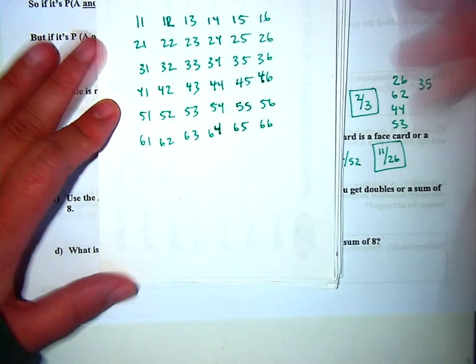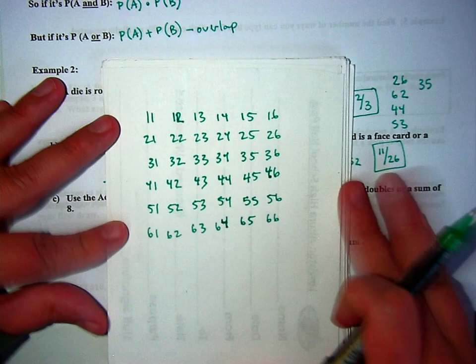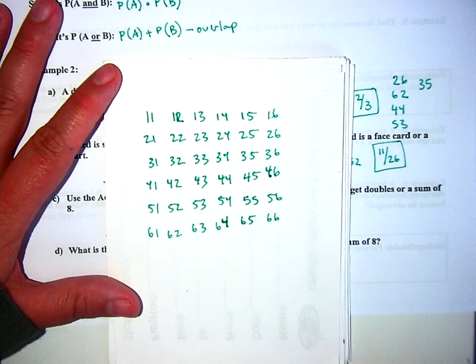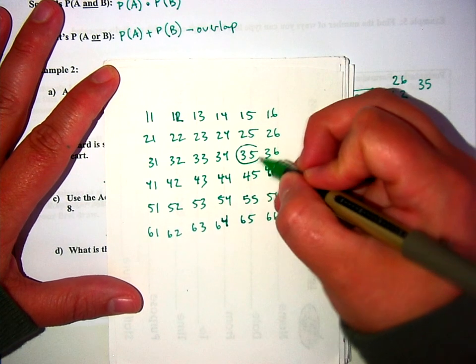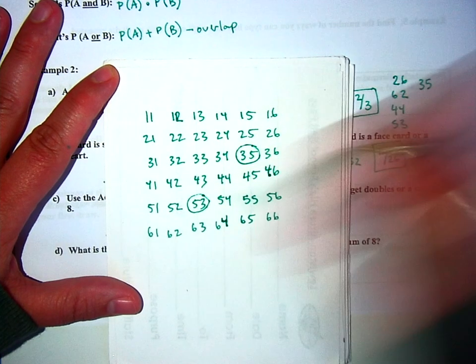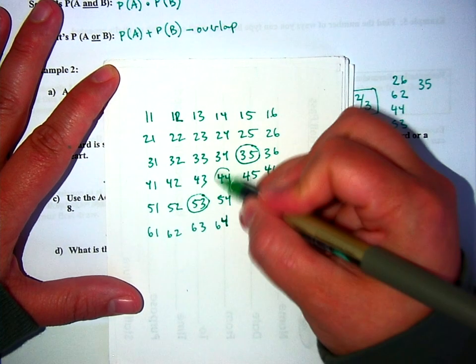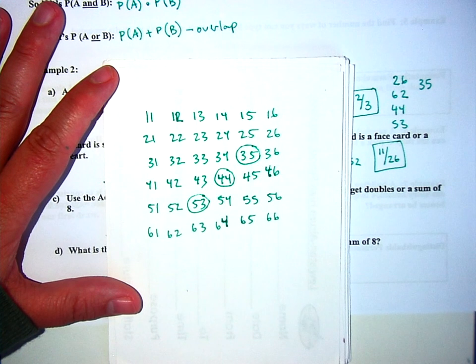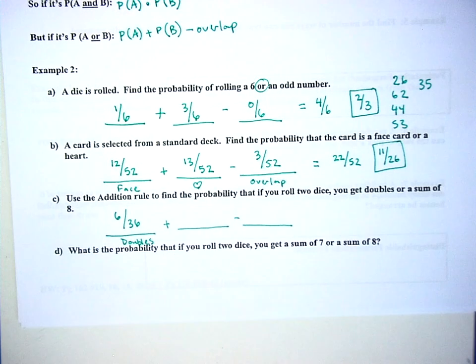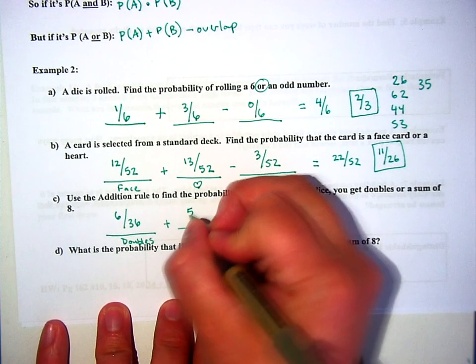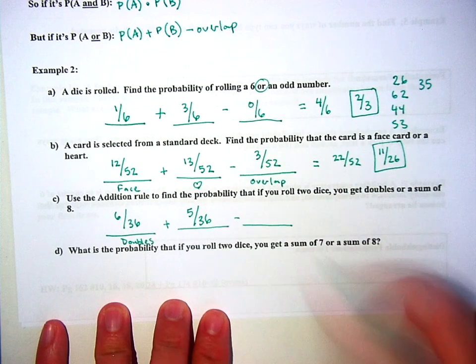Okay. So these are all the possibilities. Remember how we said it was 36 possibilities? This is all of them. Here is 3, 5. And here is 5, 3. 4, 4 right here. There's no other 4, 4 on this list. You guys seeing it? Okay. All right. So this would be 5 out of 36. These are all the possibilities of getting an 8.